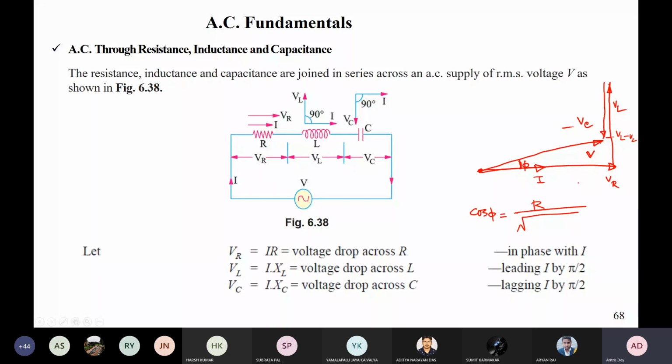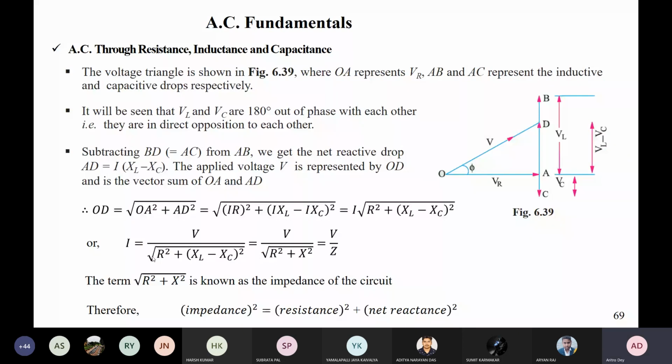V is equal to, VR is equal to I into R, and V is I into Z, where Z is equal to the square root of R square plus XL minus XC whole square. Here XL is equal to omega L and XC is equal to 1 by omega C. So this is how you get one case from the phasor diagram.